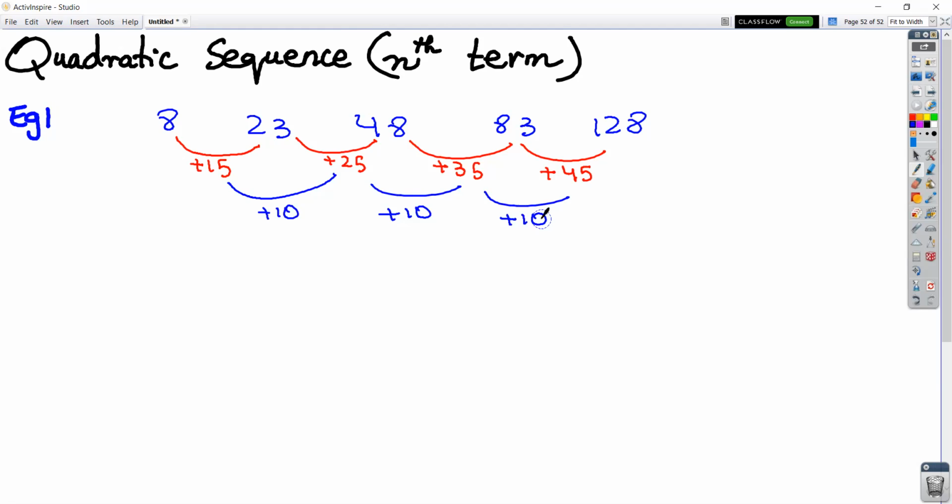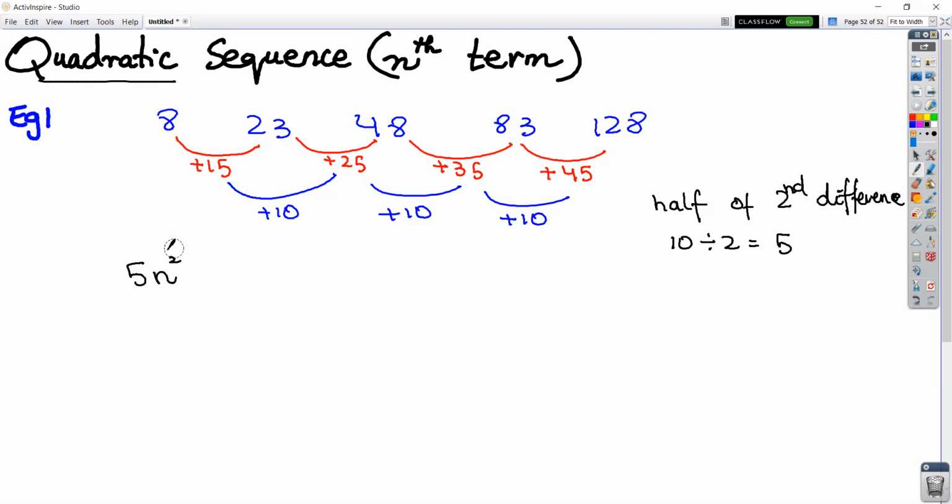To find the first term of the quadratic sequence, we take half of the second difference. I'm going to write it down over here. The second difference is 10, and half of 10 is 5. So the first term of this quadratic sequence would be 5n squared. The reason for writing n squared is that it's a quadratic sequence, and with a quadratic sequence, the power on n would be 2.